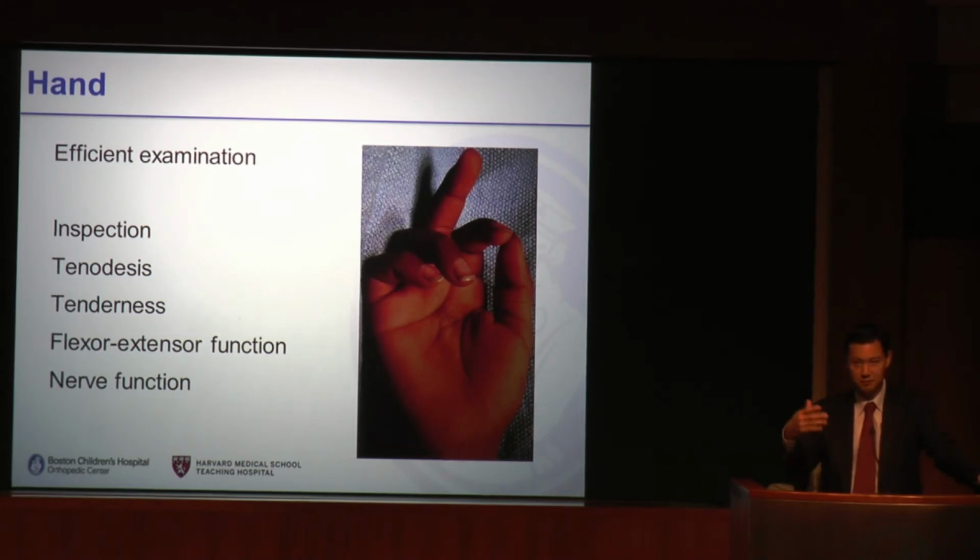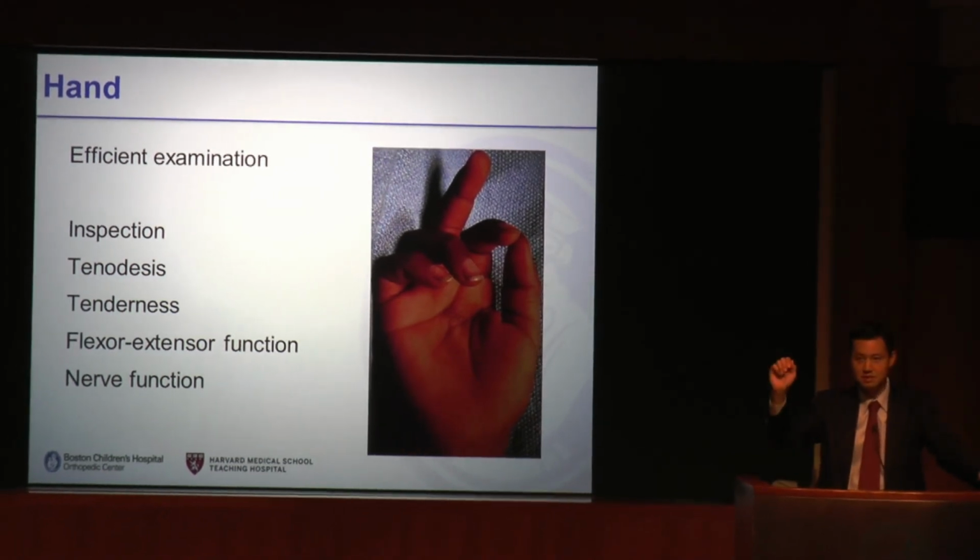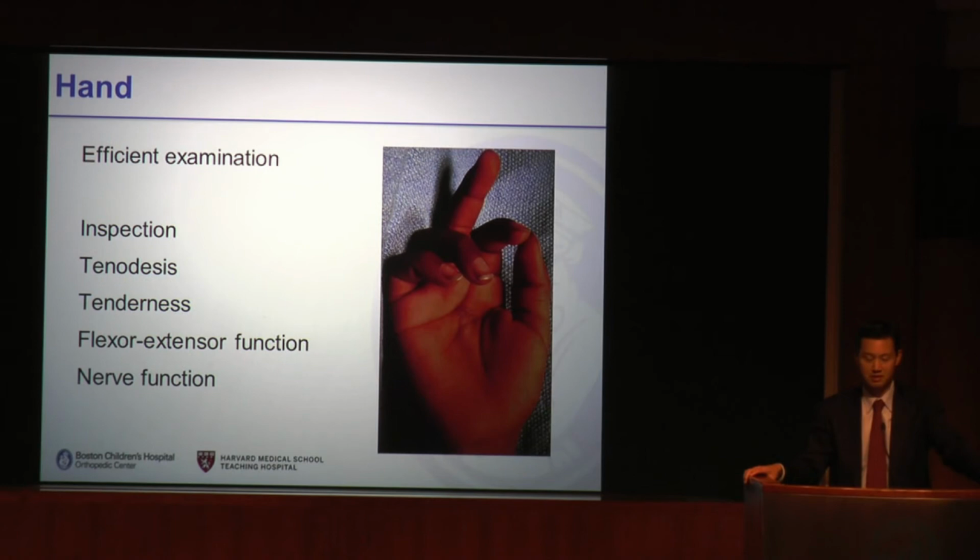So the efficient exam would be simple inspection. I think we can use this tenodesis principle. Orthopedic injuries hurt. We can press on the bony structures, being mindful of where the growth plates are. And we talked a bit about flexor tendon function and nerve testing.